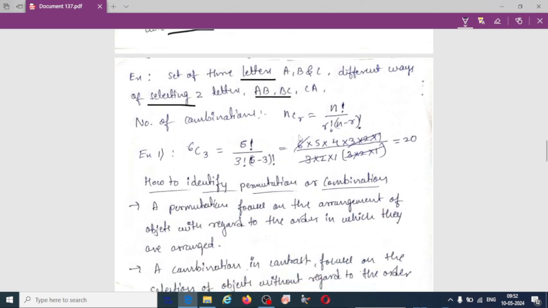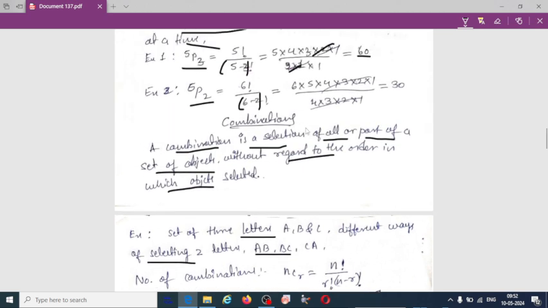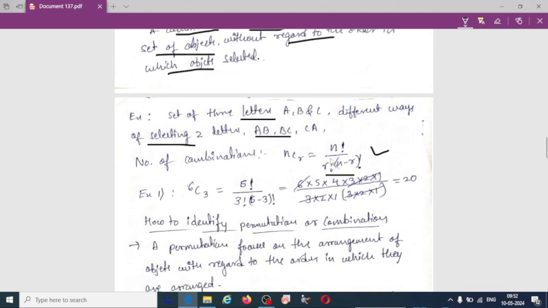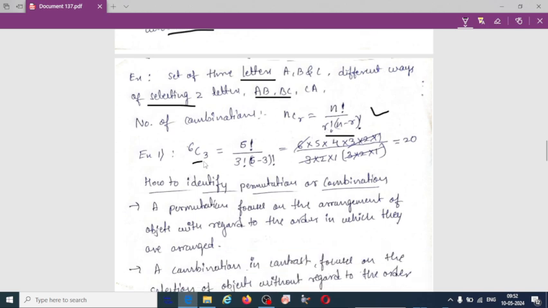So the number of combinations of n things selecting r at a time is given by nCr equals n factorial divided by r factorial times (n minus r) factorial. This is a very important formula for combination. In permutation we only have n factorial divided by (n minus r) factorial; here r factorial is included in combination. So let us take one example, 6C3, which equals 6 factorial divided by 3 factorial times (6 minus 3) factorial. You can calculate the value.